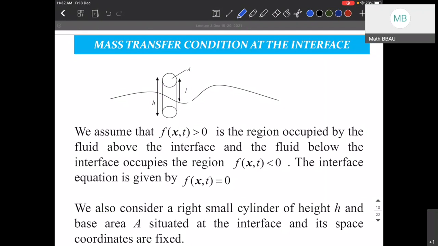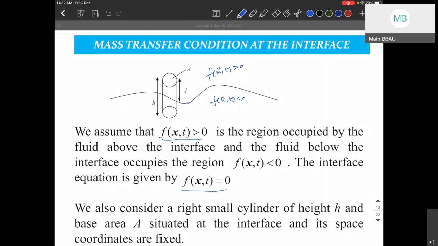So for the mass transfer condition, we have taken this interface, and remember this interface is changing with time because we are studying the temporal instability of that interface. So we assume f(x,t) greater than 0 is the region occupied by the fluid above, f(x,t) less than 0 is the region below, and this interface is f(x,t) equal to 0, because that is the interface basically.